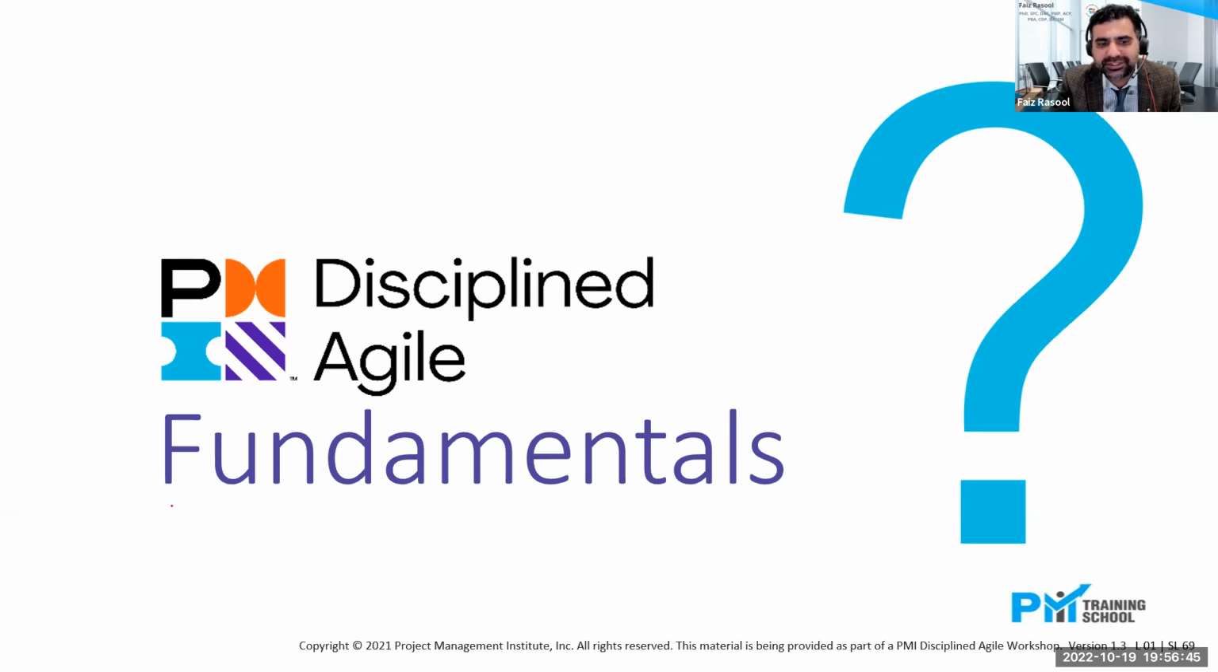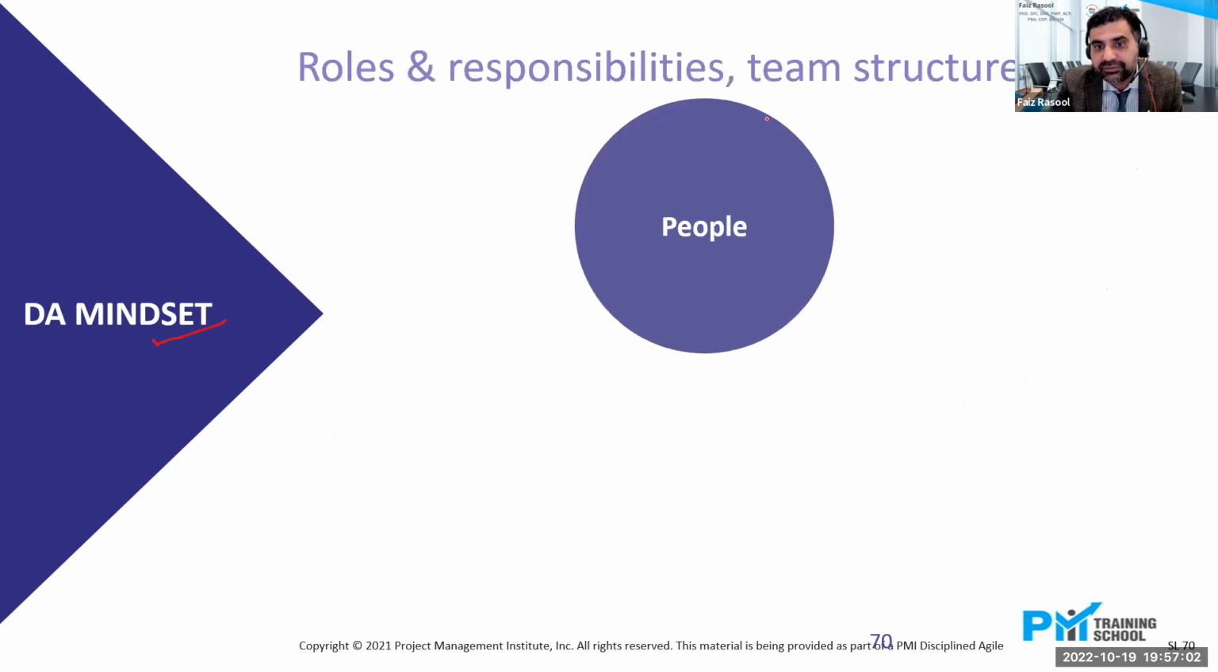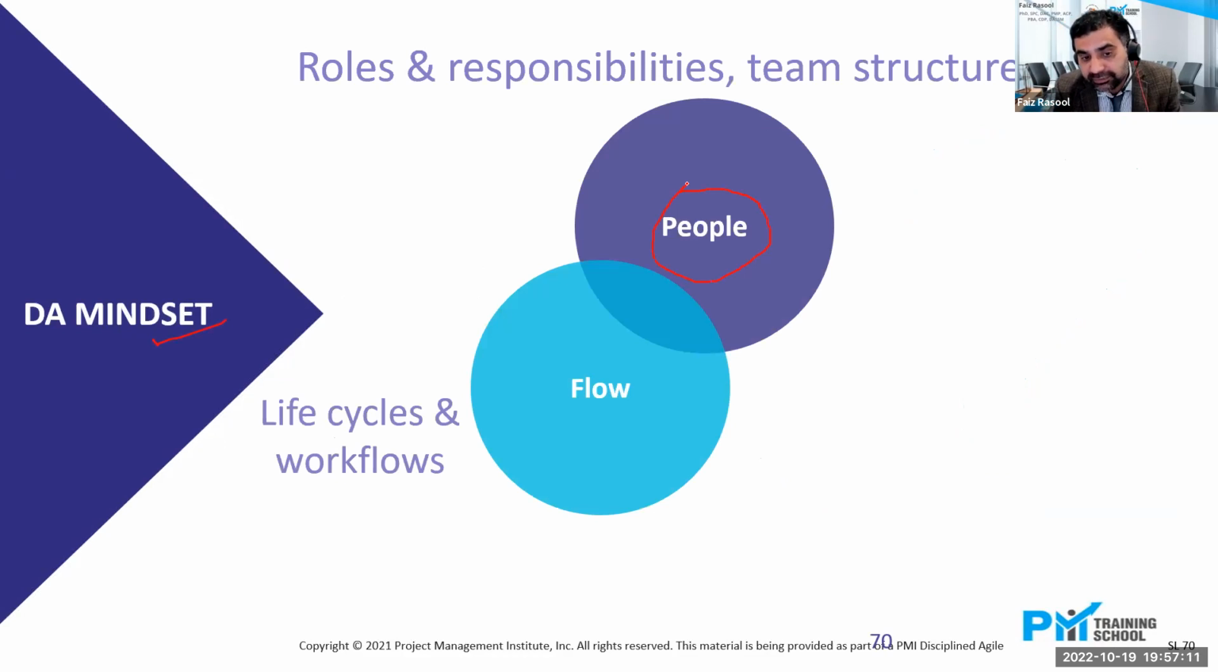Now, let's talk about Discipline Agile fundamentals. Discipline Agile could be explained with the help of four different views. The first one is the Discipline Agile mindset. The second one is the different roles and responsibilities, the different people recommended by Discipline Agile. Then life cycle and workflows: life cycle for delivery teams, life cycle for support and operations teams, business operation teams, life cycle for program management and portfolio management, life cycle for HR or marketing or vendor management.